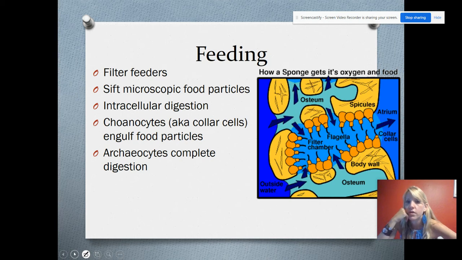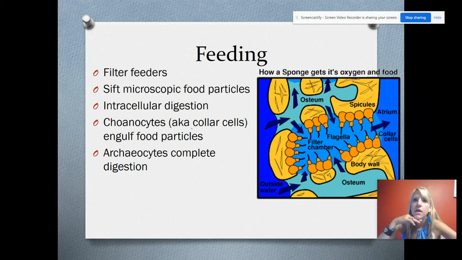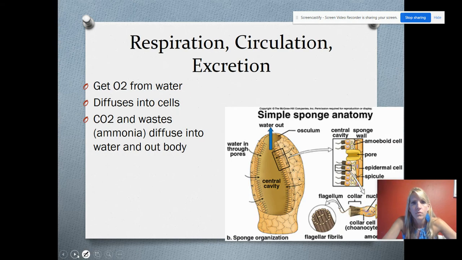This is a cool picture because this shows you what I just tried to draw you. So the outside water goes in, it goes through the flagella, the collar cells, flagella have to move it, and then it goes up. The choanocytes are collar cells. I like to say collar cells because that's easier to say. They engulf the food particles because they have that amoeboid cell behind it. And archaeocytes, they help to complete the digestion. They get their oxygen from the dissolved oxygen in the water that diffuses in the cell.